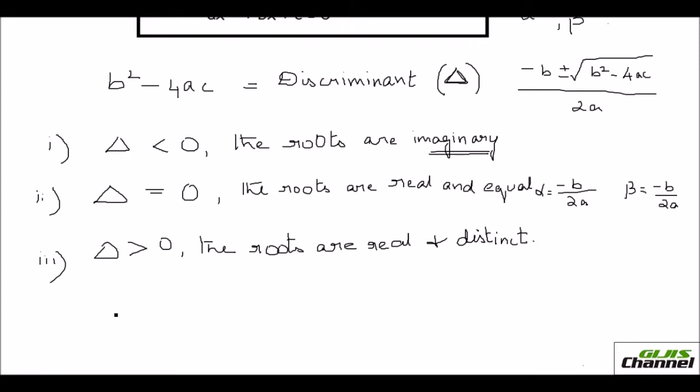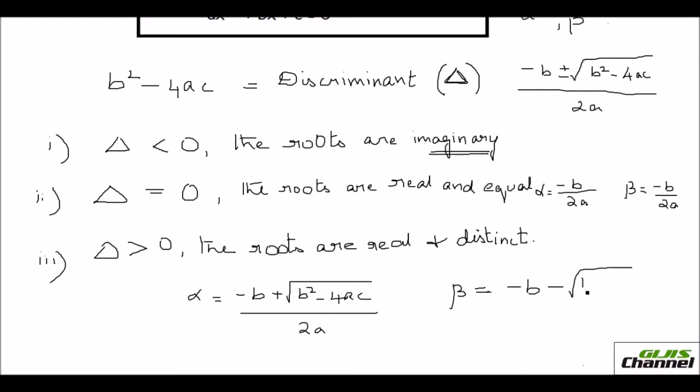Now, when the discriminant is greater than 0, the roots are real but they are distinct, okay? You have two roots. Say for instance, for alpha you may get minus b plus square root of b squared minus 4ac over 2a, okay? This is one answer. And for beta you get a different answer, with a negative sign in between, right? Like minus b minus square root of b squared minus 4ac over 2a, okay? Likewise, you get two distinct roots for this quadratic equation.